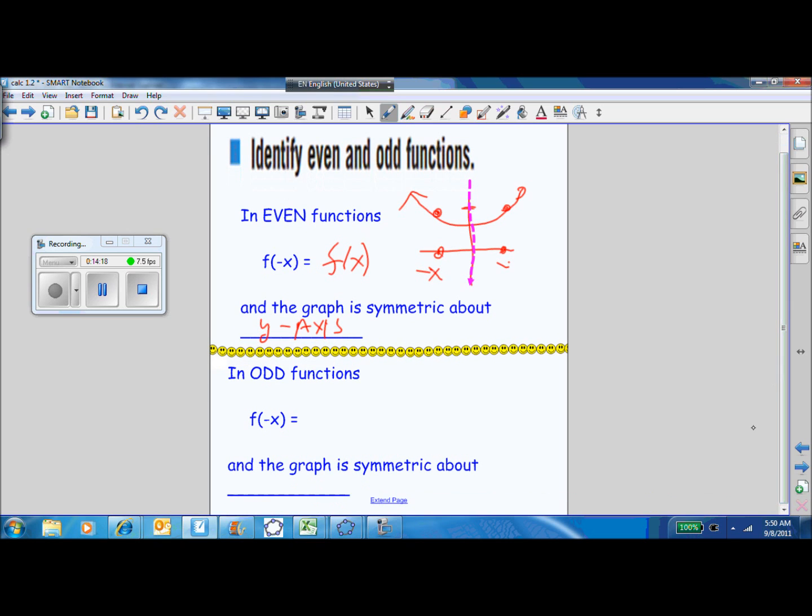With odd functions, f of negative x equals negative f of x. So when we look at x and come up here to f of x, we get a point. But if I look at negative x, it doesn't come up to that same y value, it comes down here to the opposite of that value. So here's negative f of x down here. And so we see that with the cubic functions. And the graph is symmetric about the origin. It's point symmetry about the origin, 0, 0.